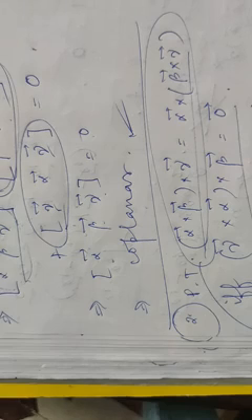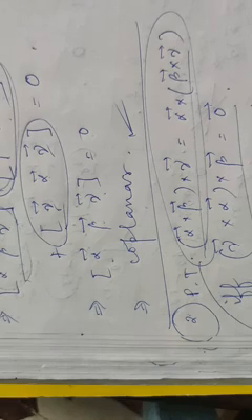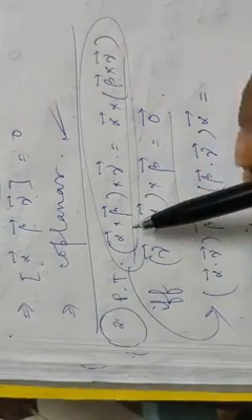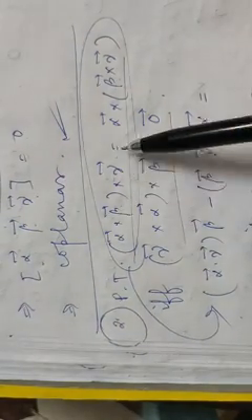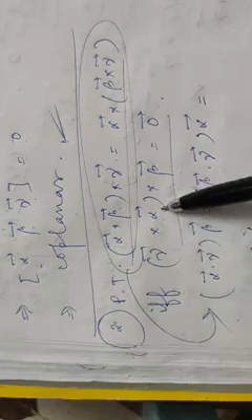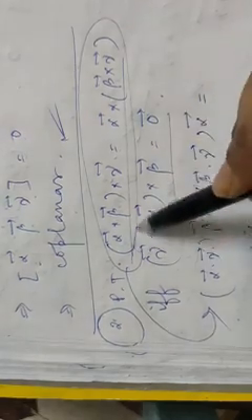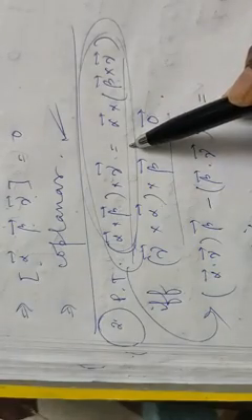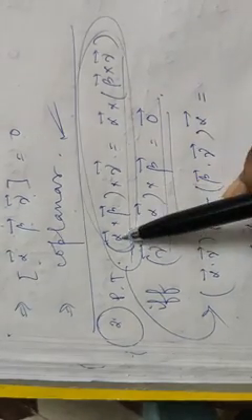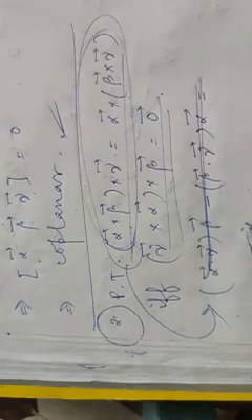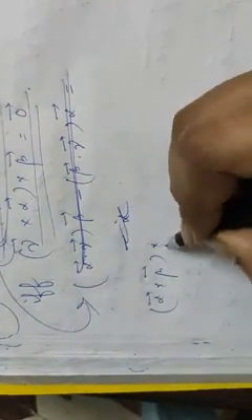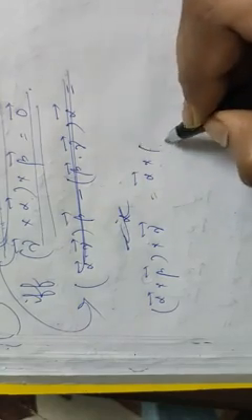Moving to the next example. Prove that alpha cross beta cross gamma equals alpha cross beta cross gamma if and only if gamma cross alpha cross beta equals 0. That means this condition implies and is implied by this condition. So we are starting with the first condition, that means alpha cross beta cross gamma equals alpha cross beta cross gamma.